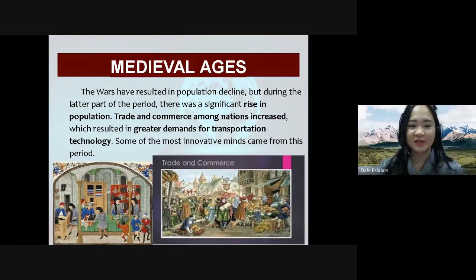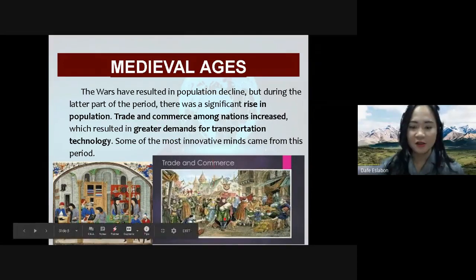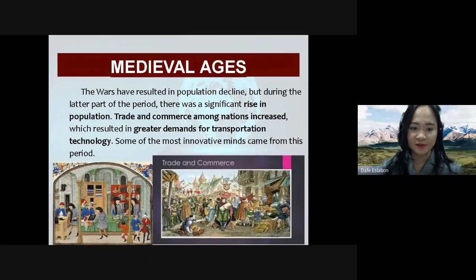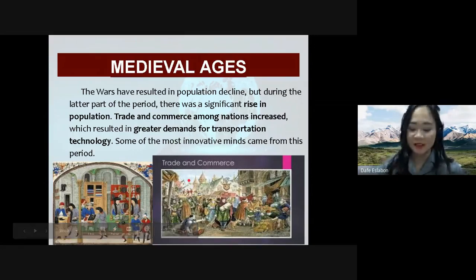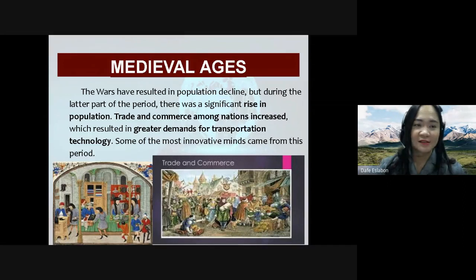And some of the most innovative minds came from this period. As you can see in this picture, it speaks about the trade and commerce in the late period of the medieval ages. So there was business and industry, including trade and commerce. And this demands more innovation for technology, and of course for transportation.